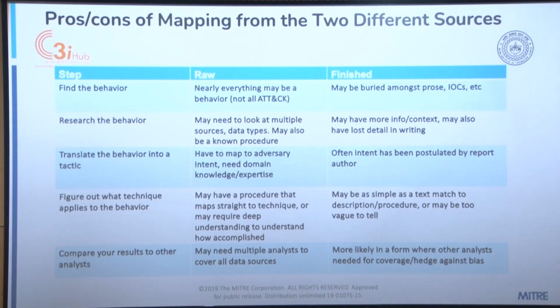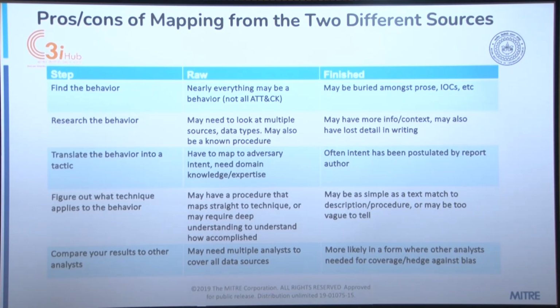So let's understand the pros and cons of mapping TTPs from raw data versus a finished threat report. The first stage was finding the behavior. For raw data, we are nearly exactly at the behavior which is demonstrated in the attacker-victim infrastructure, but in the finished report, it may be buried amongst prose and IOCs. In threat reports, we directly have a list of IOCs, and things are already analyzed and placed in front of us.